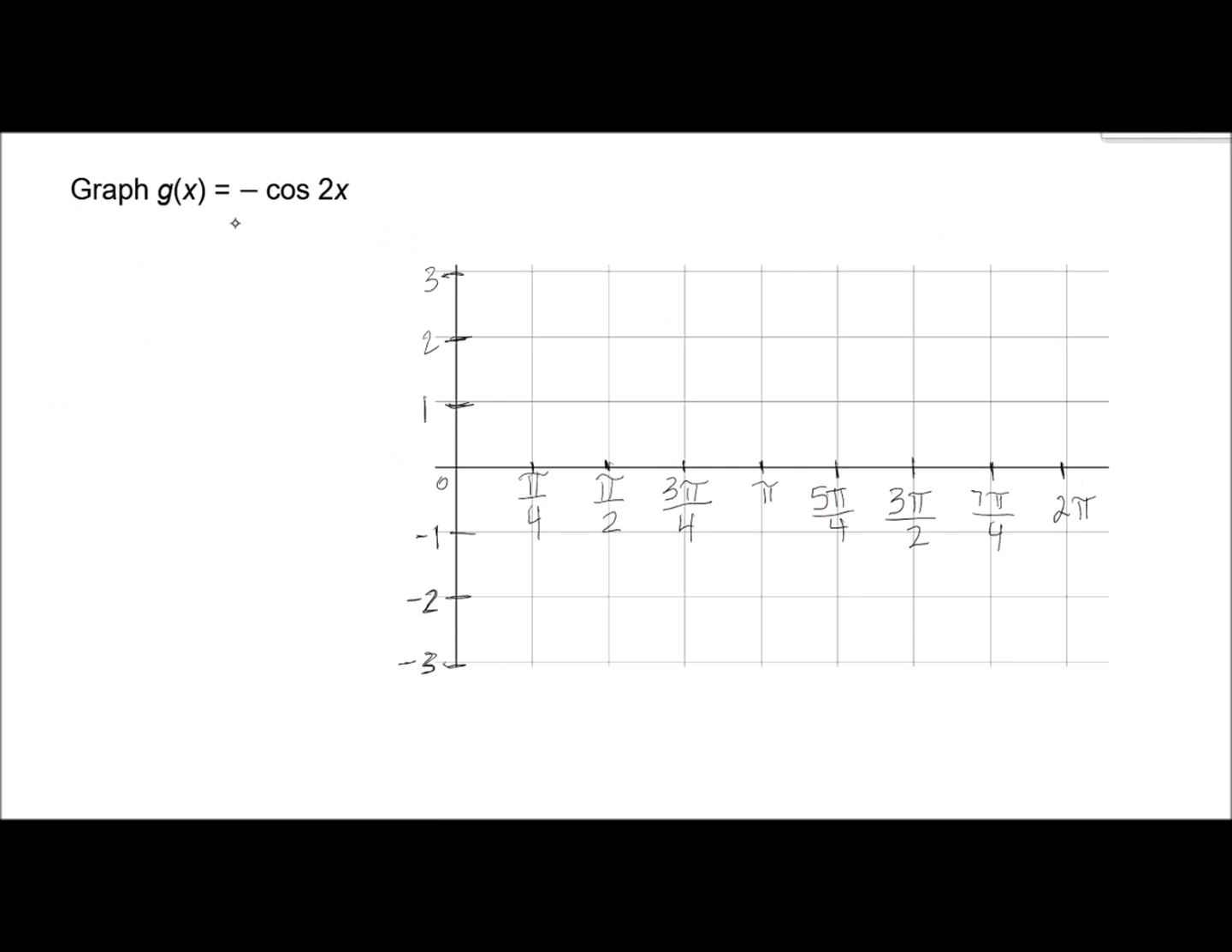So graph g of x equals negative cosine of 2x. So as always, we're going to start with our amplitude. Now the amplitude is the number out in front, and it's the absolute value. So our amplitude is 1, not -1. Okay, the period is calculated by 2 pi over b. This guy right here is b, so the period equals pi. Okay, and we're doing a cosine graph.